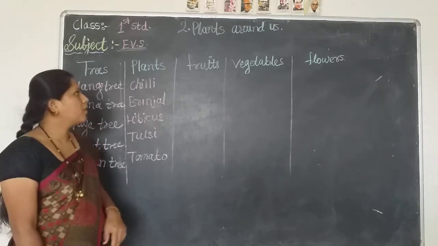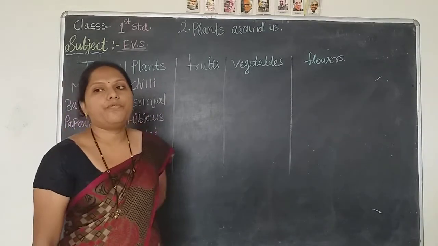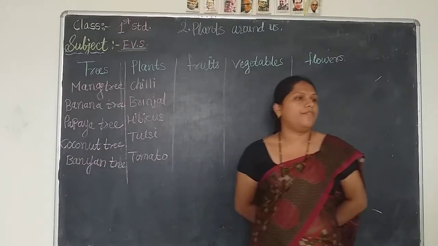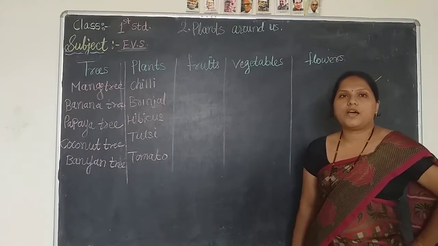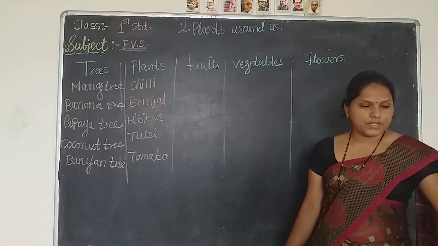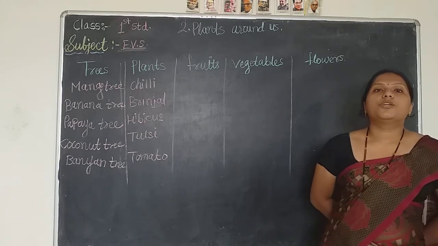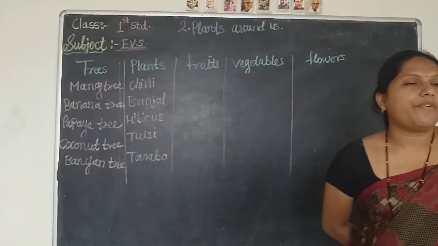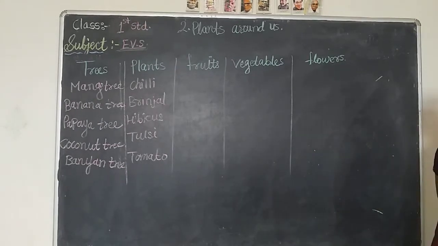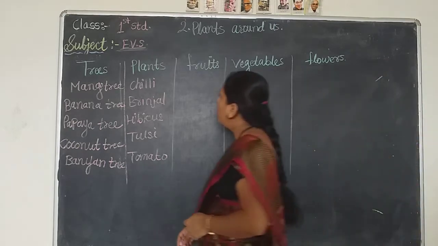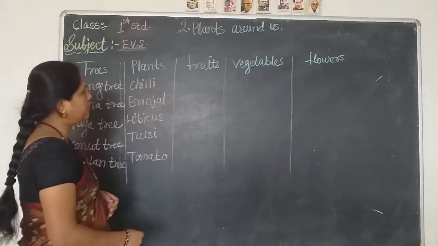Next one, we will write here fruits. Do you know fruit? Everyone? Yes. You are eating fruits every day in your home. There are different types of fruits. And what does fruit give us? Fruit gives us proteins, vitamins, fats, carbohydrates. Okay. All it comes from fruits. You should eat one fruit daily.